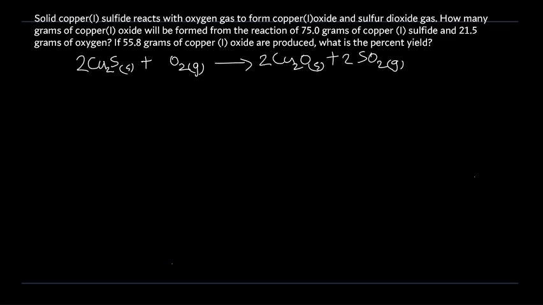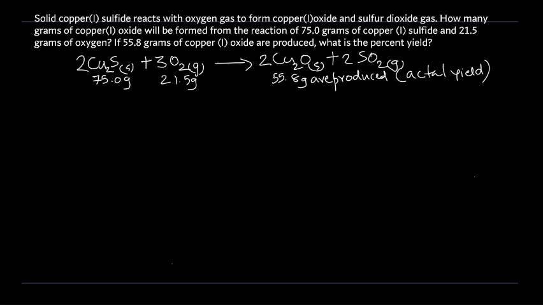And now from the question we have 75.0 grams of copper(I) sulfide and 21.5 grams of oxygen, and it also says 55.8 grams of copper oxide are produced in the lab. That is going to be our actual yield. Okay, and now since we have the information for both reactants, we have to find which one is the limiting reagent. I'm going to find for Cu2S, that's a reactant, how much Cu2O will form.